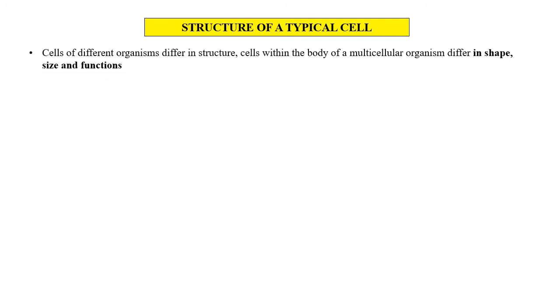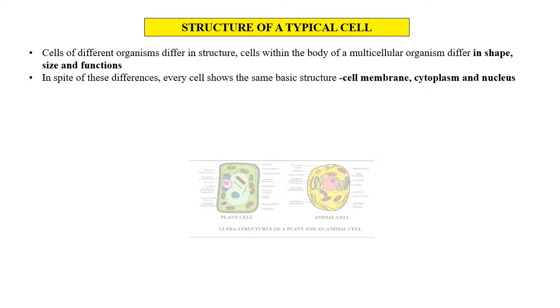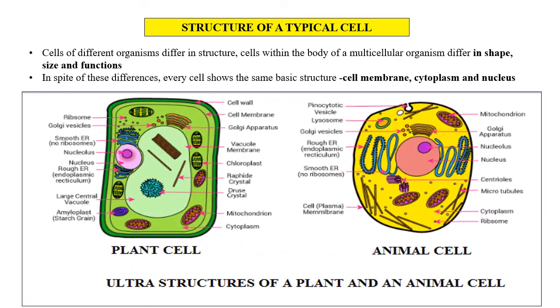Structure of a typical cell. Although cells of different organisms differ in structure, cells within the body of a multicellular organism differ in shape, size, and functions. In spite of these differences, every cell shows some basic structure: cell membrane, cytoplasm, and nucleus. In the following diagram, we can see the ultrastructures of a plant cell and an animal cell.